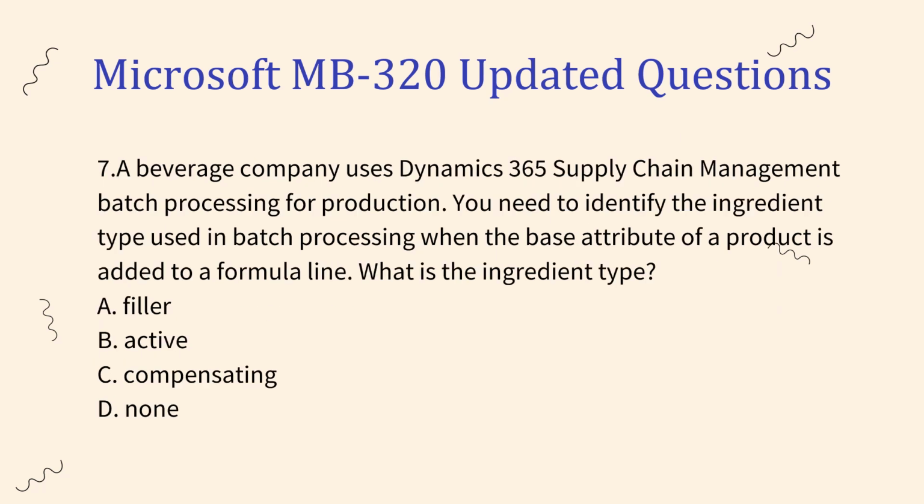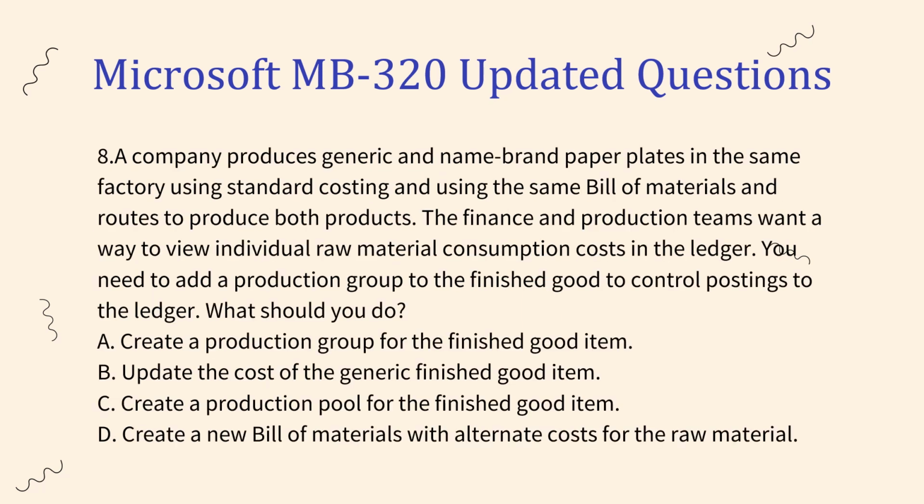7. A beverage company uses Dynamics 365 supply chain management batch processing for production. You need to identify the ingredient type used in batch processing when the base attribute of a product is added to a formula line. What is the ingredient type? A. Filler. B. Active. C. Compensating. D. None.